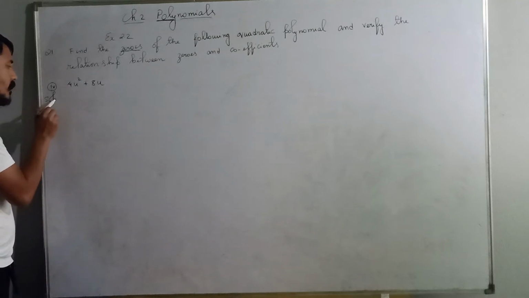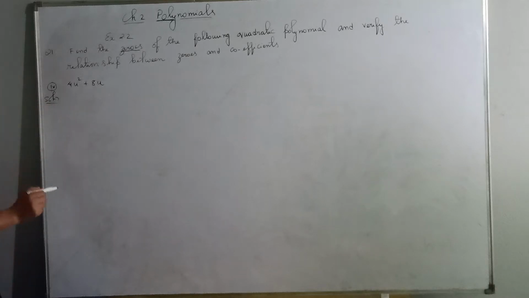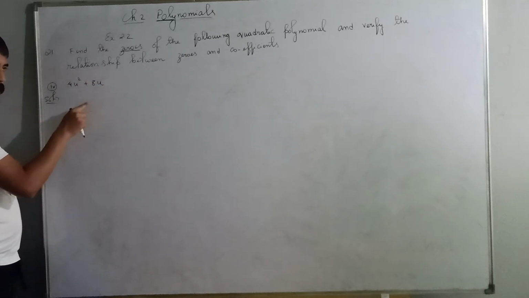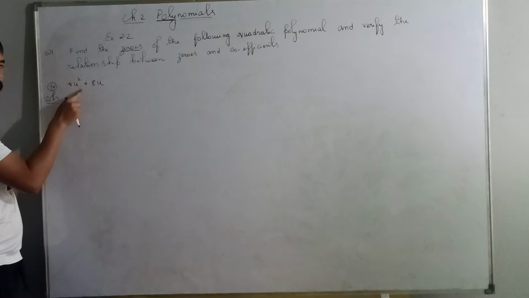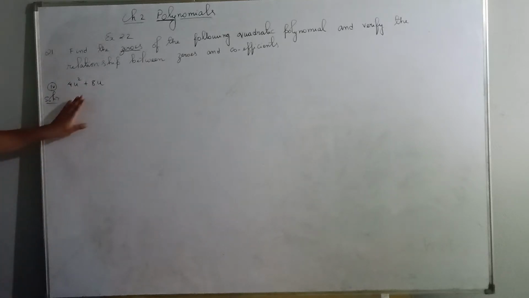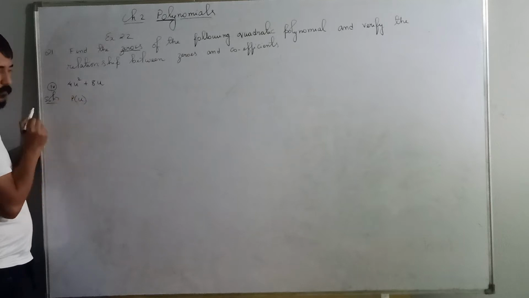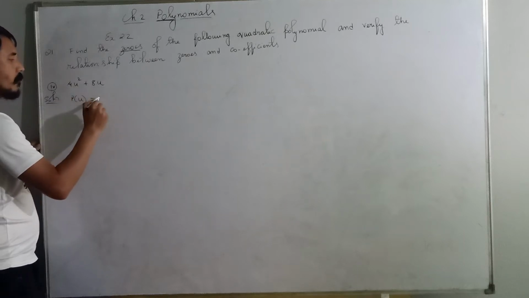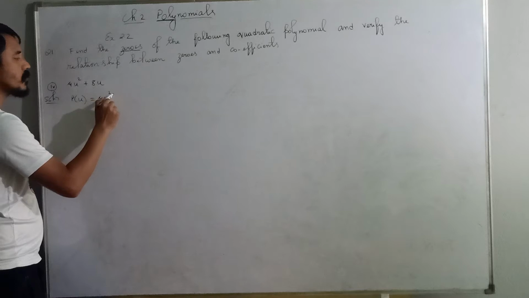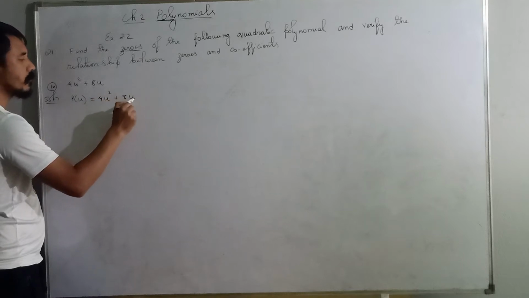Now how do we do this? This is your given polynomial. This is a polynomial with variable u, having u as the variable. So this is a polynomial in u. I'm going to represent this polynomial by p of u. So your given polynomial is 4u square plus 8u.